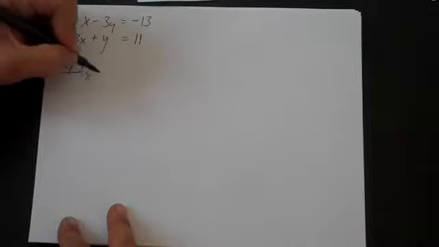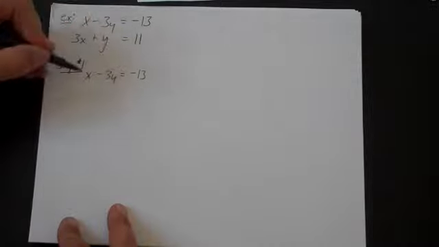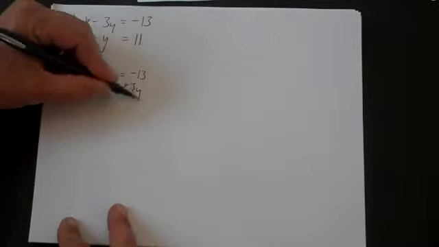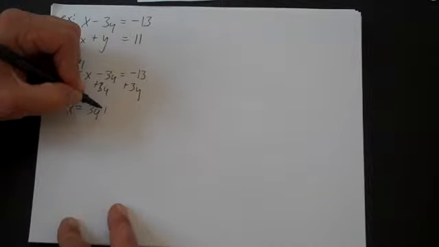So I get x minus 3y is minus 13, and I'm going to solve for x, so I add 3y to both sides. And I get x is equal to 3y minus 13.